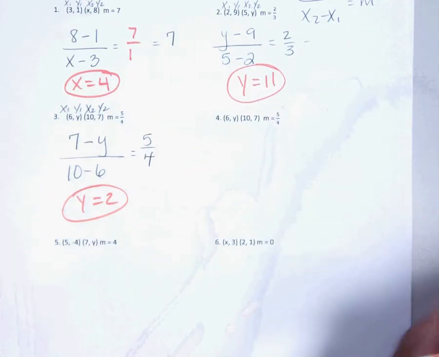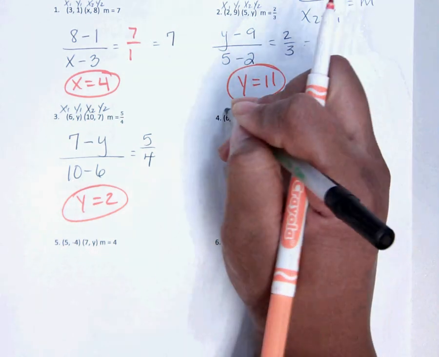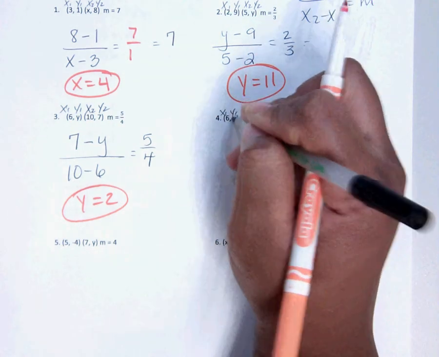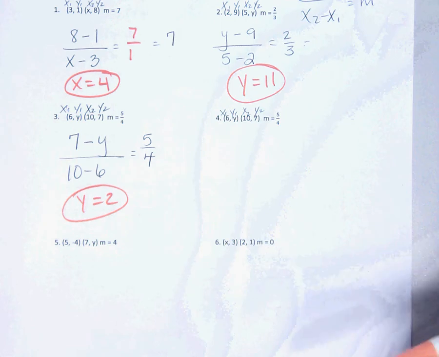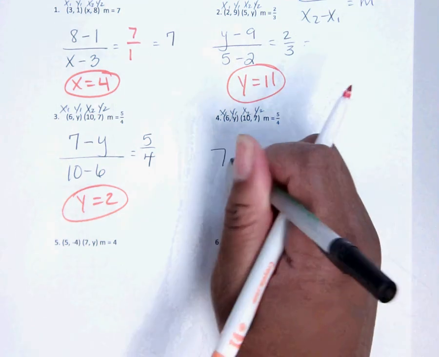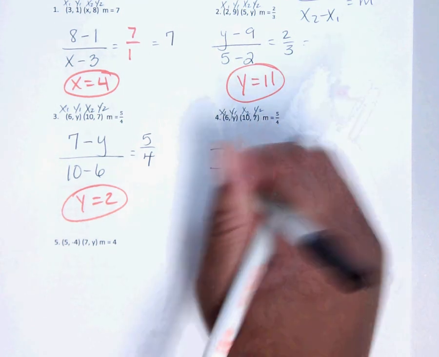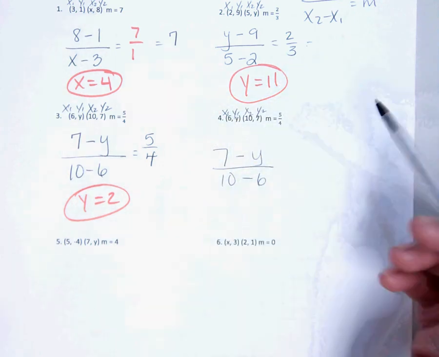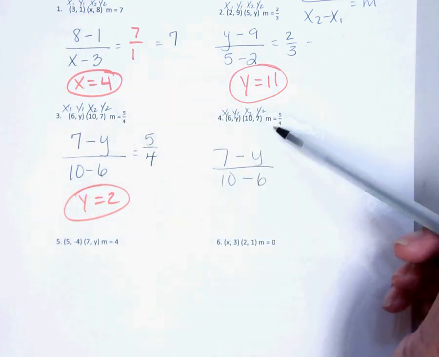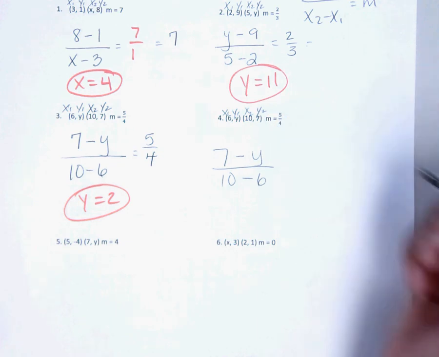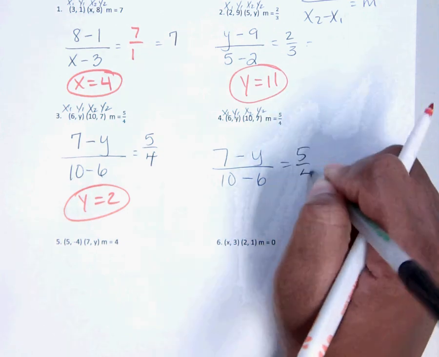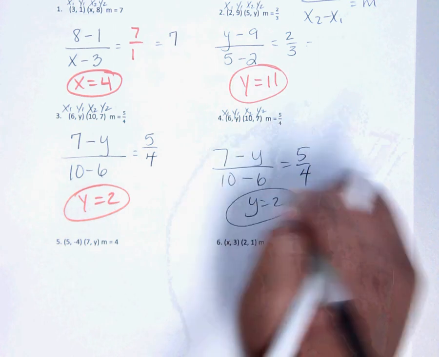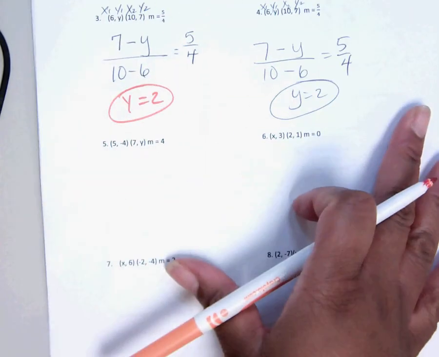Number 4. x1, y1, x2, y2. 7 minus y over 10 minus 6. Did you notice that that was the exact same problem? Oops on my part. So y is just 2. Moving on to number 5.